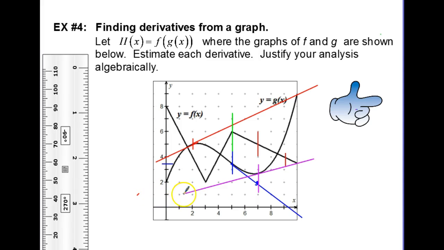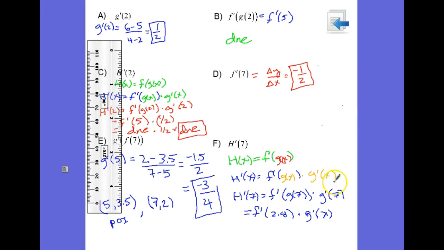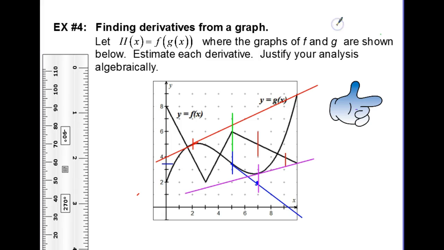If we were to extend this line, it would go through maybe 1, 1 or be very close to it. And up here, we're just about on top of that 8, 3. So just to keep things simple, I am going to use those values. So for g prime of 7, we're going to have 3 minus 1 over 8 minus 1. And then we need to also find the slope of f prime at 2.8. Let's go back to the graph.